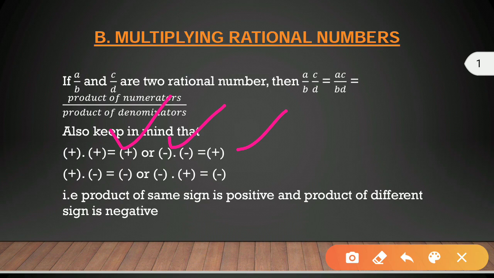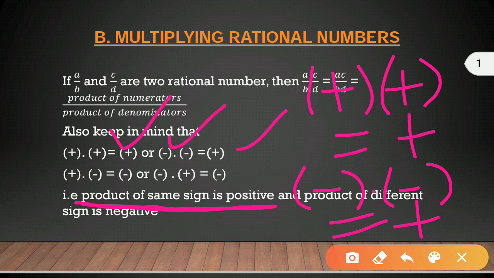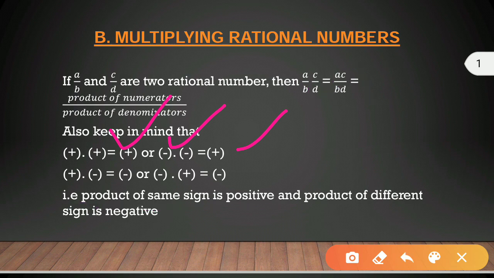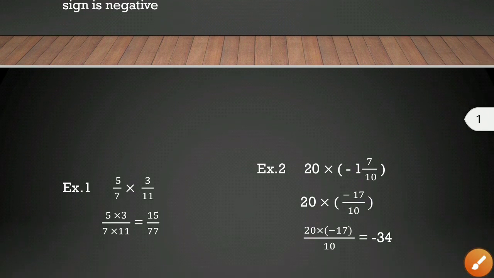That means we can say that the product of same sign is positive. Same sign means if we take plus and plus, their product is plus. If I take negative and negative, their product is plus. And the product of different sign is negative. If I take plus and minus, their product is minus. Product of same sign is positive and product of different sign is negative. Let's understand it by example.